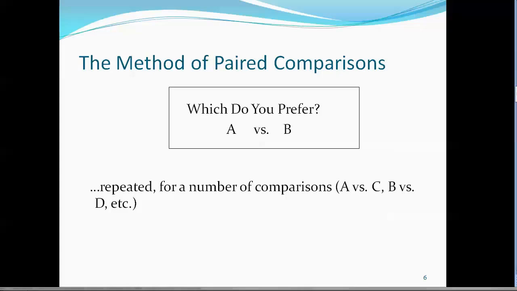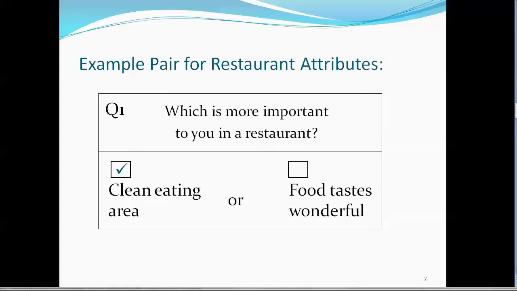A very old technique that's been proposed, and that actually works really well, is the method of paired comparisons, where you just show 2 items to a respondent, whether they be attributes, brands, or political candidates, and you say, which do you prefer, A or B? And you repeat that for a number of comparisons, A versus C, B versus D, etc. For example, if we were studying restaurant attributes, we could ask the respondent, which is more important to you in a restaurant, a clean eating area or that the food tastes wonderful?